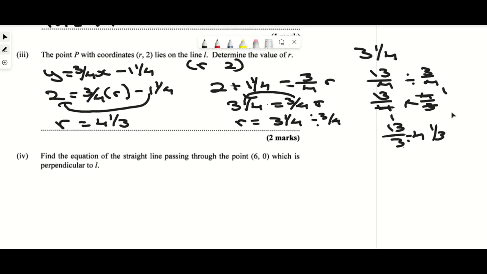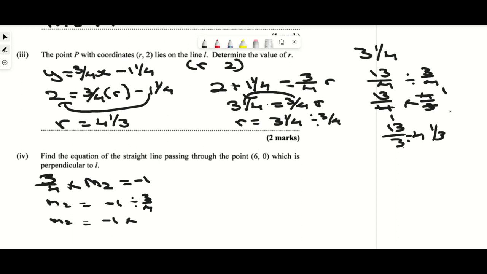Right, then they said find the equation of a line passing through 6 and 0, which is perpendicular to L. So once they say perpendicular to L, we know the rule that gradient of L is 3/4 multiplied by the gradient of this line, we'll call it m2, is equal to -1. So m2 is equals to -1 divided by 3 over 4. So m2 is equals to -1 multiplied by 4 over 3. So m2 would be 4 over 3.